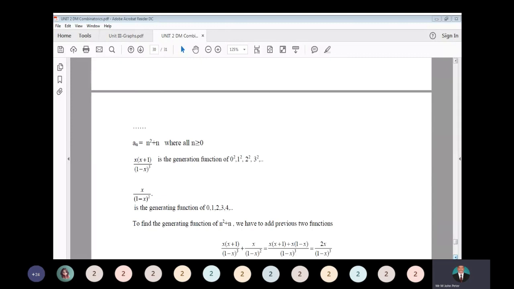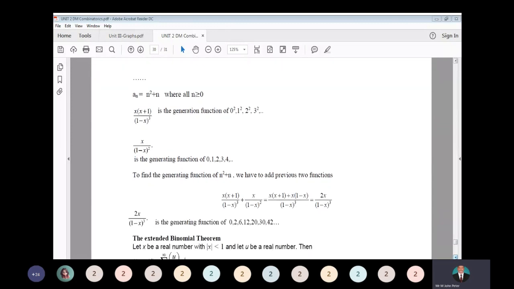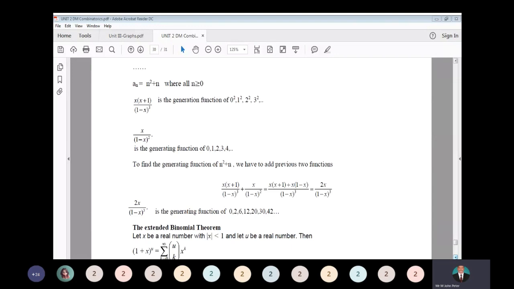x by 1 minus x square is the generating function of 0, 1, 2, 3, 4. To find the generating function, we have to add up these two. That's why they picked up this one. So we have to add the previous two functions. That is x into x plus 1 divided by 1 minus x cube plus x divided by 1 minus x square. That is taking LCM.